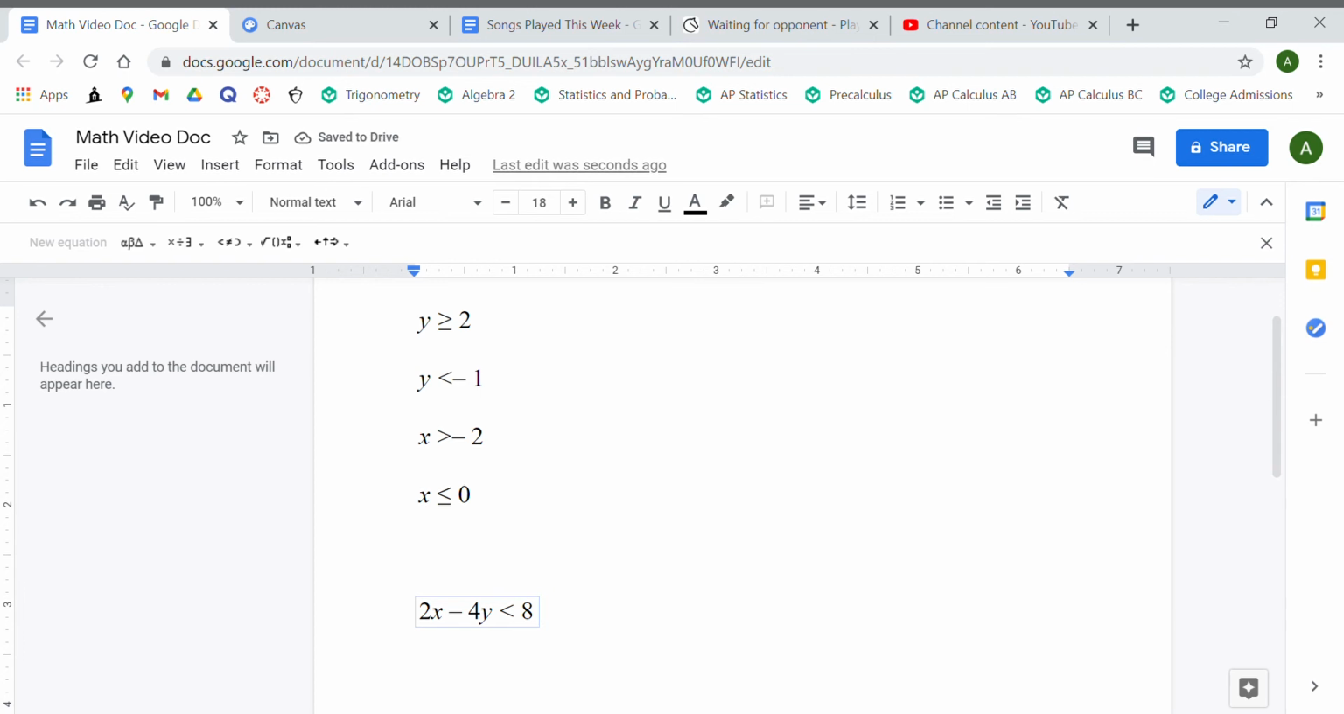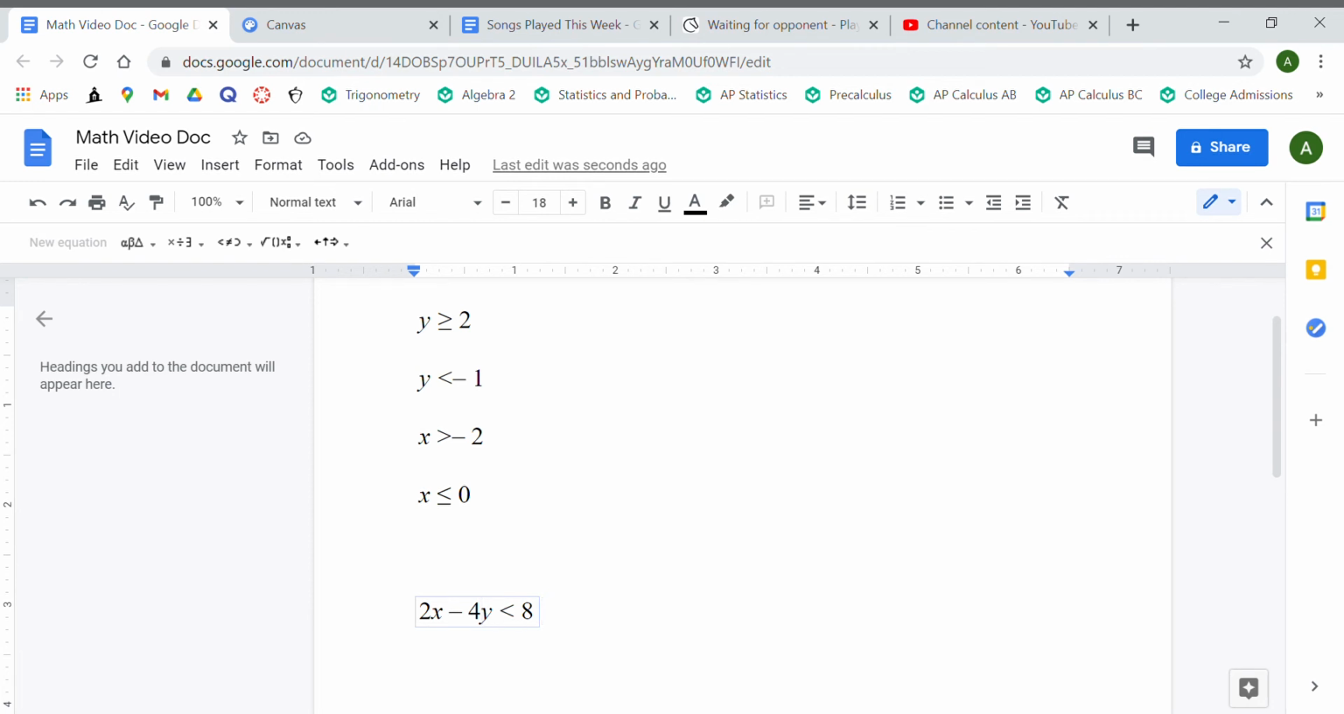Alright, so we got 2x minus 4y is less than 8. Now, remember, you know what kind of form this is? This is called standard form. Now you might be saying, hey, I can't graph this. I'm gonna have to write it in slope-intercept form. You can do that, but I'm going to give you a tip on graphing these just the way they are. Remember that the x-intercept is this number divided by this number, and the y-intercept is this number divided by this number.